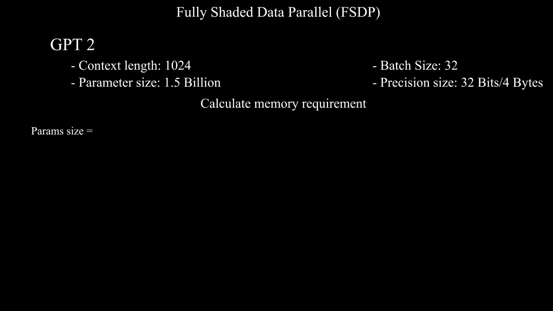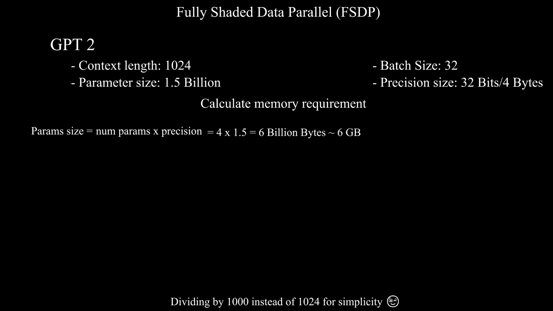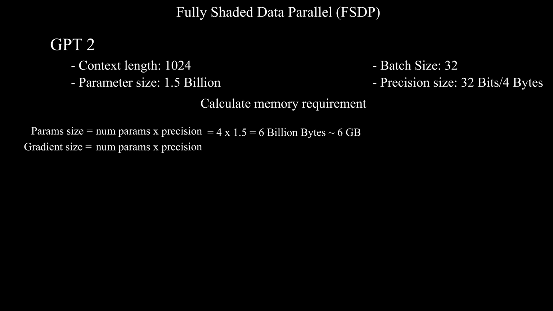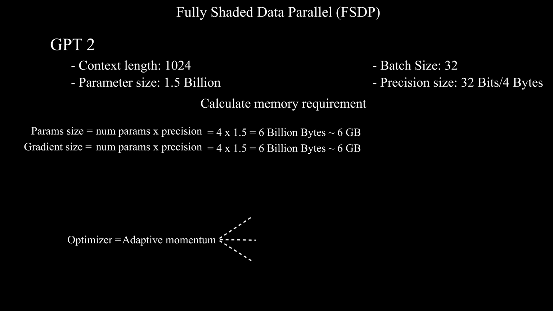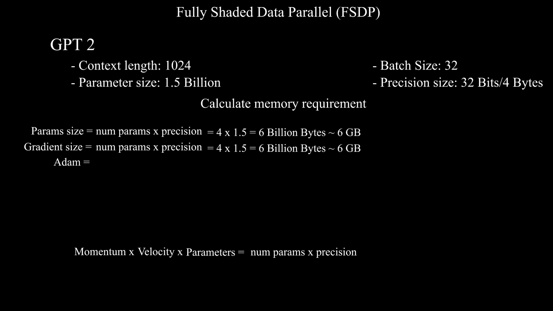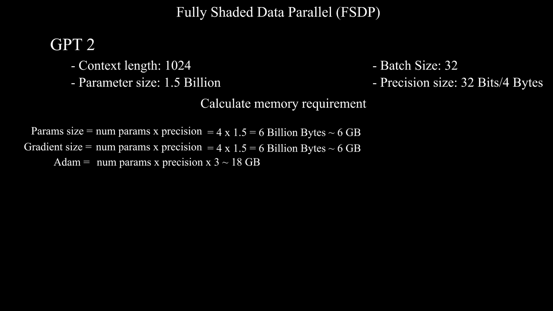First, the memory required for the model, which is number of parameters times size of precision, which is 32 bits or 4 bytes, will consume roughly 6 GB of GPU memory. Now the same is required for storing gradients as well, which is number of parameters times size of precision, also 6 GB. Third is the optimizer state. If you're going to use Adam, which has 3 additional variables per parameter, and those are momentum, variance, and the parameter itself, the memory required will be number of parameters times size of 32-bit precision times 3, which is roughly 18 gigabytes of memory.